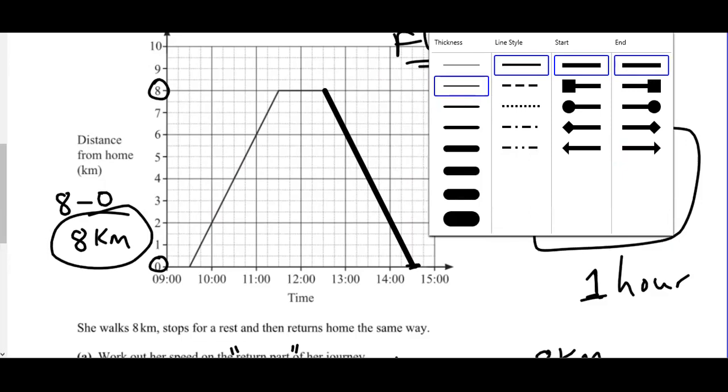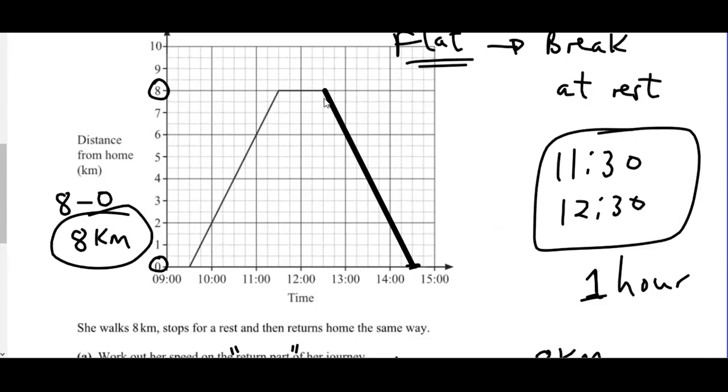Okay, now at this point here, what time was this? Because we need to calculate the time used for returning back home. So this is 12:15, 12:30. So this time here is 12:30.